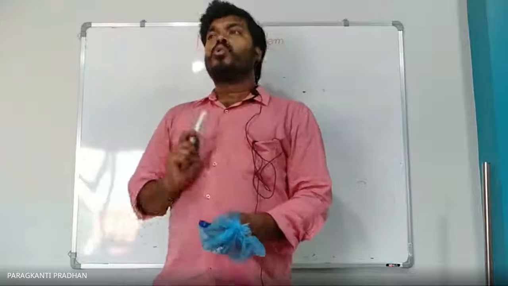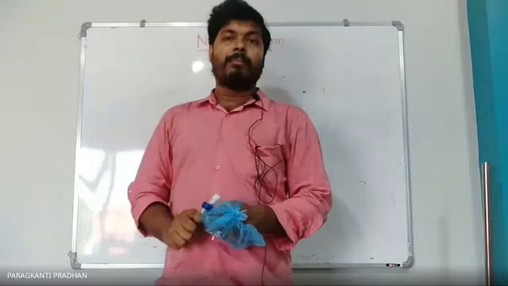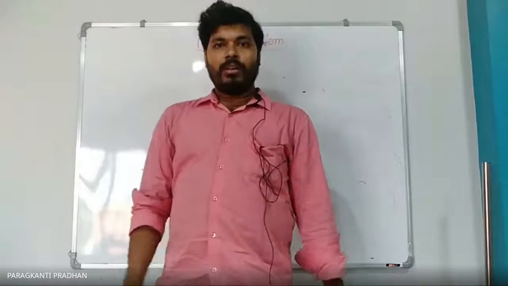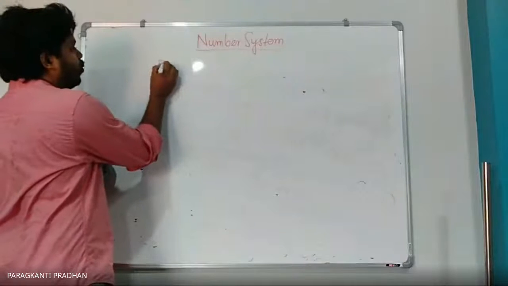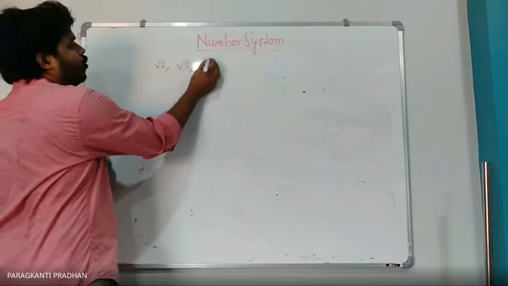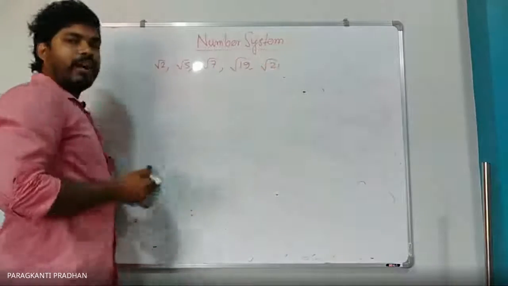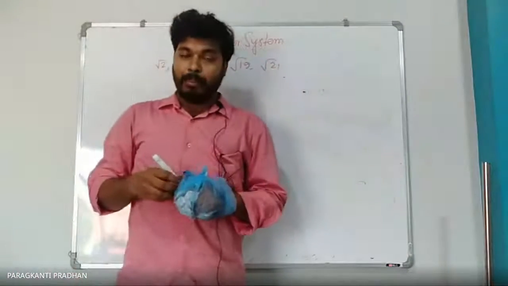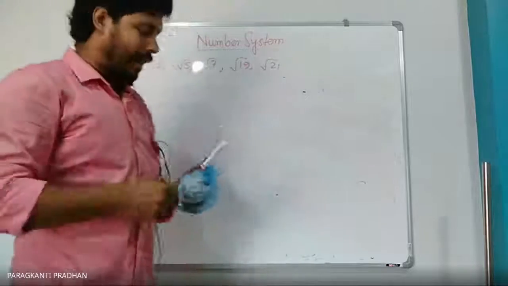Very good. So today I'm going to show how to represent the irrational number on the number line. Just listen. Suppose root 2, root 5, root 7, root 19, root 21, these are all irrational numbers. And we have to represent these irrational numbers on the number line.